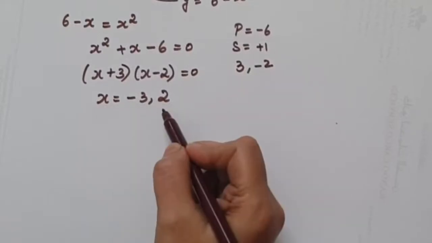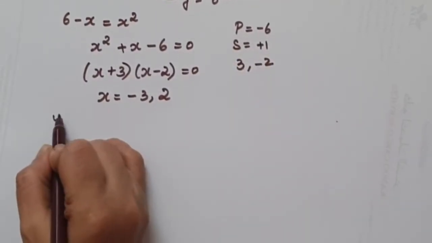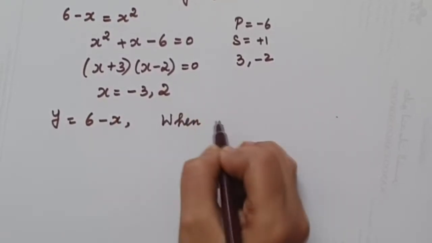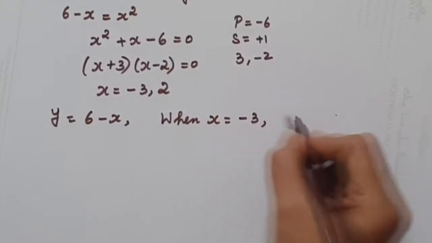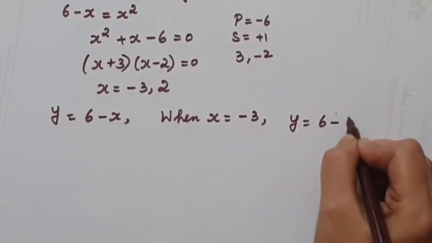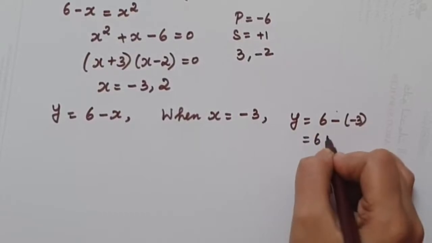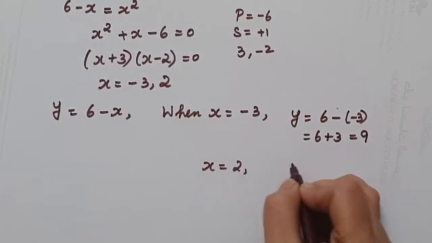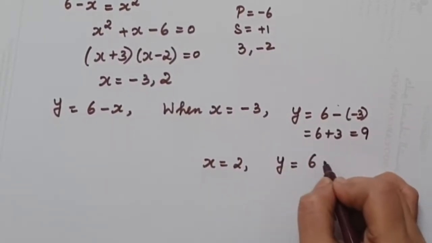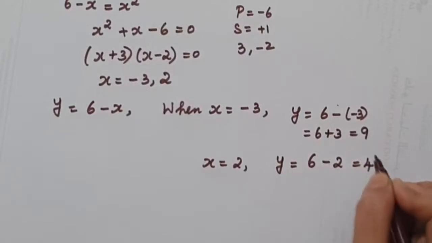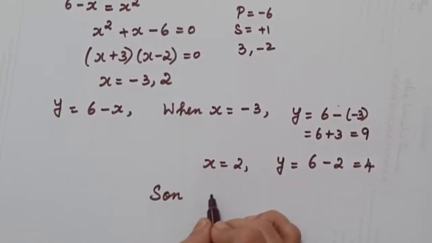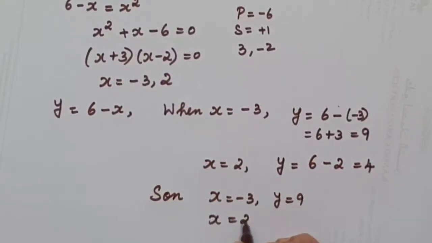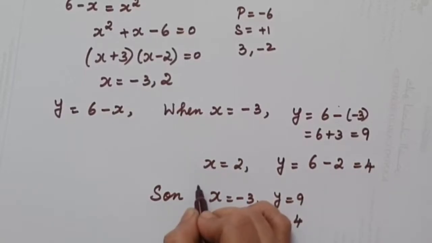Now we have found the values for x. Now we need to find the value for y. y will be equal to 6 minus x. So when x equals negative 3, y will be equal to 6 minus negative 3, so it will be 6 plus 3, which is equal to 9. When x equals 2, y will be equal to 6 minus 2, so it will be equal to 4. So now we write out our solution. When x is minus 3, y will be equal to 9. And when x is 2, y will be equal to 4.